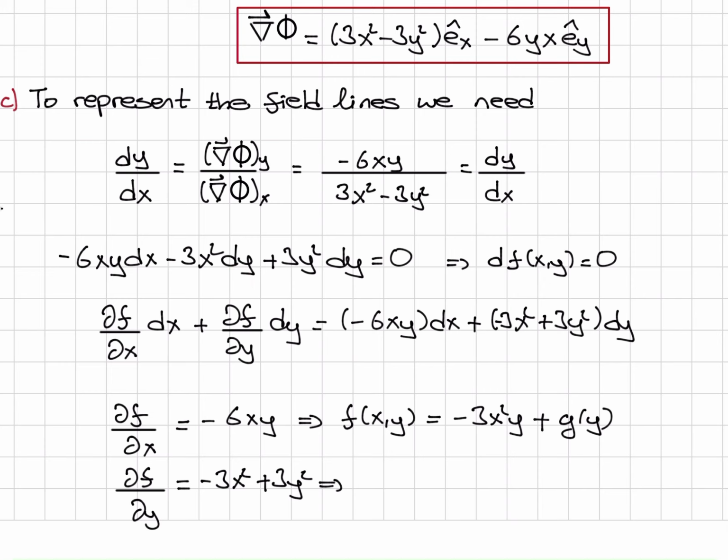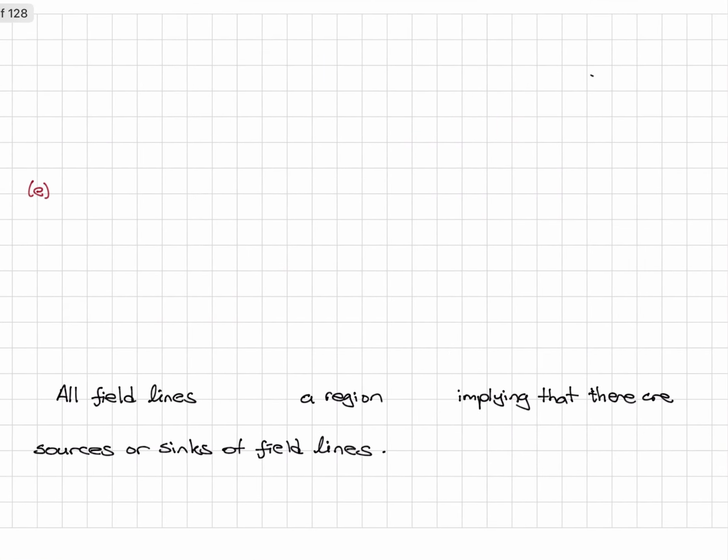All right, so this tells us if I take an integral with respect to y, this must be of the form minus 3x squared y plus y cubed. The derivative will give me 3y squared plus, possibly, a function of x. All right, so let's put these two pieces of information together.